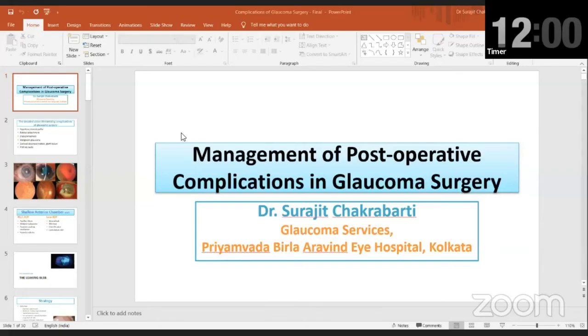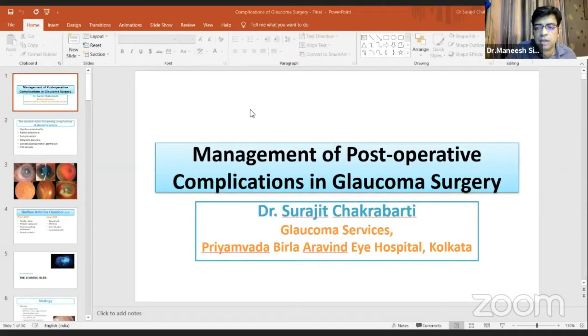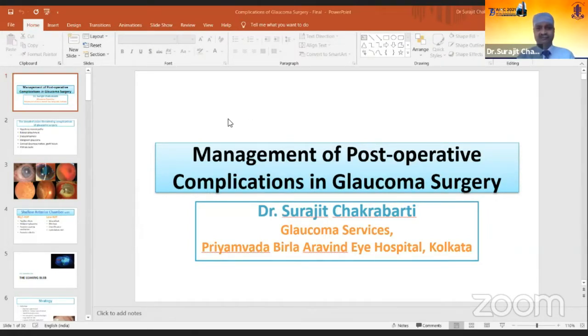...about the post-operative complications of trabeculectomy and how to manage them. Dr. Surajit is the Chief Glaucoma Consultant at Priyambada Birla Arvind Eye Hospital. He has been trained in glaucoma at Arvind Eye Hospital, Coimbatore, and has been the East Zone Glaucoma India Program Coordinator of GSI. Thank you, Dr. Surajit.